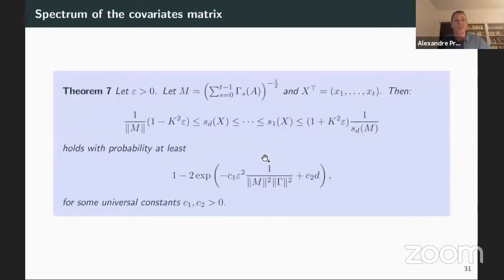So this concentration result is about the spectrum of the covariates matrix. And so the covariate matrix is X. And we can prove that all the singular values of X are bounded, upper and lower bounded, by some terms that involve the spectrum of the matrix M that is exactly the cumulative Gramian of the system. And this inequality holds with very high probability. That's a concentration result for the spectrum of the covariate matrix.